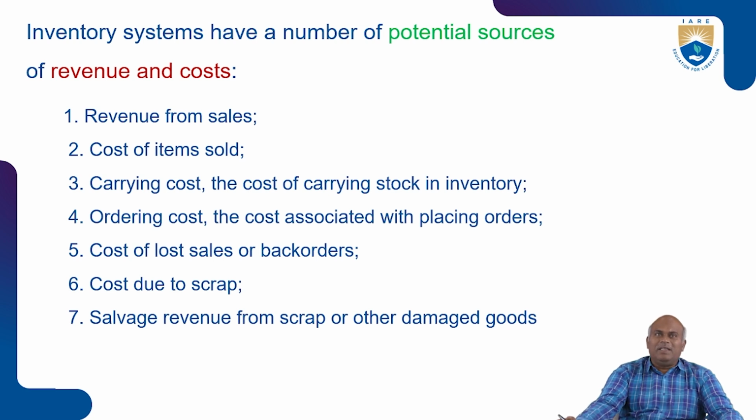For example, requirement. While we are designing an embedded system, the first step is the requirement. That requirement involves what components are used, what primary components we are going to buy, and then how to execute that model. That cost is represented as the cost of item sold. Okay. Next is carrying cost: the cost of carrying stock in the inventory.